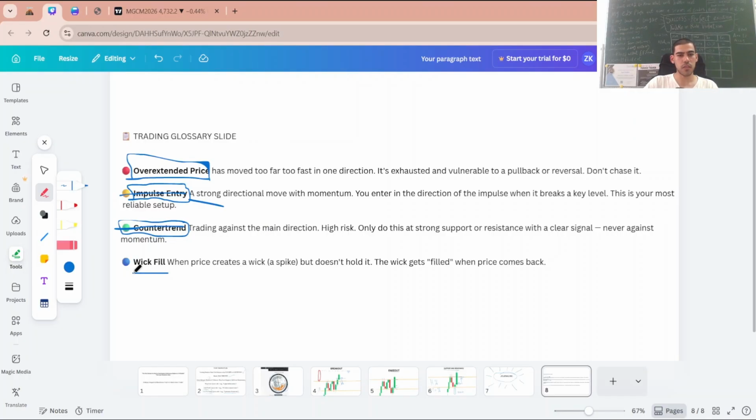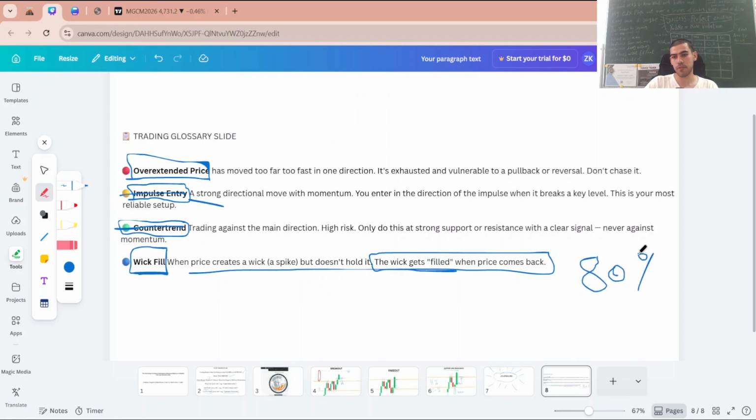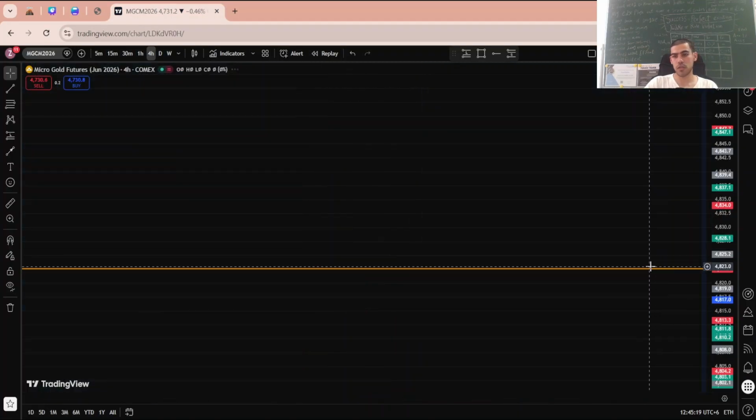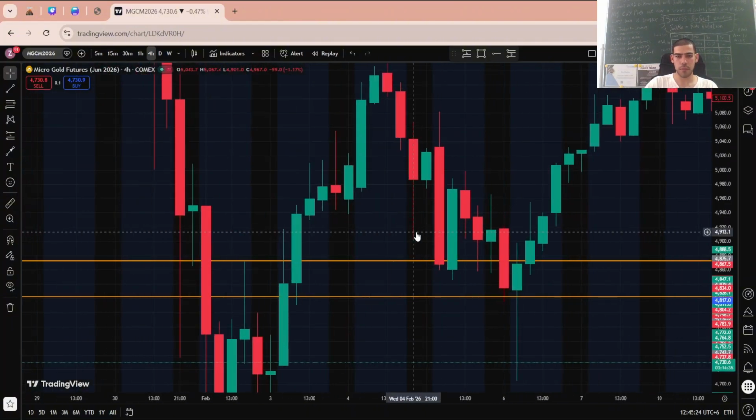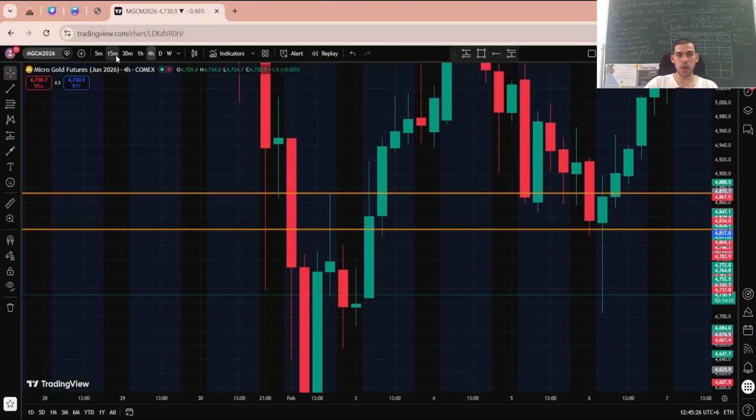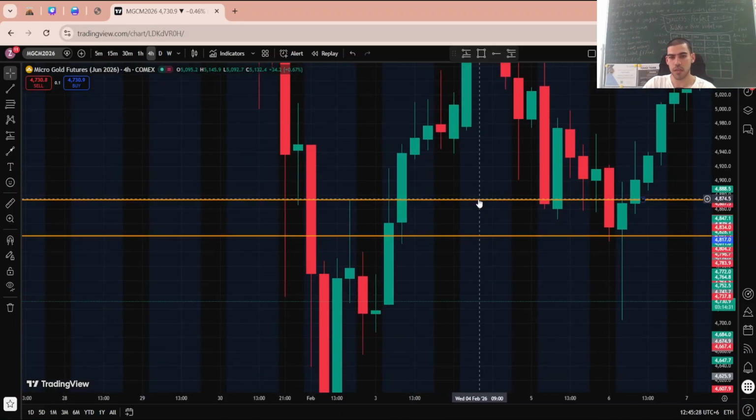And then we get into the wick fill, which is my favorite concept. When price creates a wick, the wicks tend to get filled. The probability on the wick fill is about 80%, which is a very high probability, so it's much better if you can use it to your advantage. Personally, I like wick fills on the 4-hour time frame, but it's the same for the 1 hour, 30 minute and every other time frame.